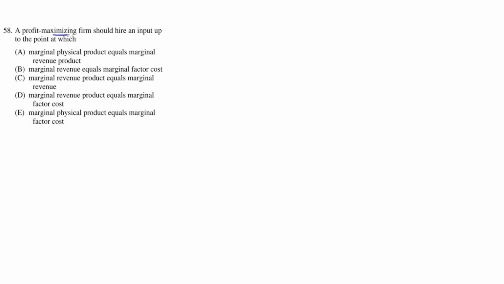A profit-maximizing firm should hire an input up to the point at which blank. So in this case, we're given that there is a profit-maximizing firm, and they should be hiring an input up to a point. We're supposed to identify what this point should be. There's a simple concept that identifies what point they should hire an input up to, and that concept is known as the hiring rule.